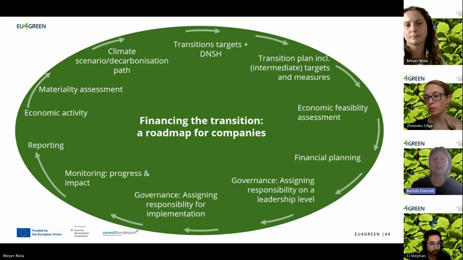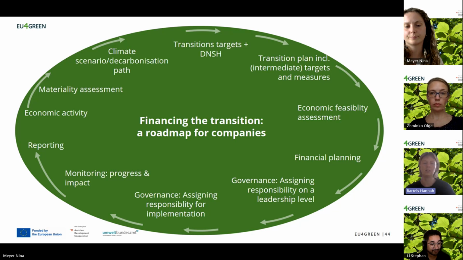The next step would be choosing a climate scenario or decarbonization path for the economic activity and set transition targets according to them. In the next step, the company would also need to set up a transition plan that includes targets, but also measures about implementing the transition. Of course, economic feasibility is very important, as well as financial planning. And of course, a company would have to assign responsibility both on a leadership level, but also on the implementation level when it comes to transition. As a next step, we would have progress and impact monitoring and then reporting.